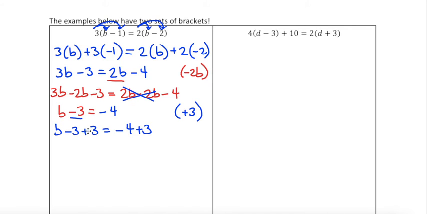Remember to do the same thing on both sides of your equation. b minus 3 plus 3 is 0, so that disappears from the left-hand side. And negative 4 plus 3 is negative 1. So b is equal to negative 1. So that's the value that, if I were to substitute it back into this equation, would make the left side equal the right side.